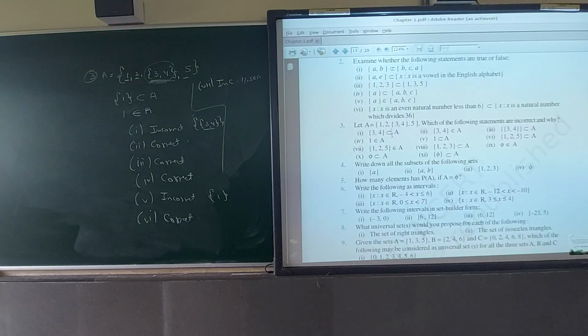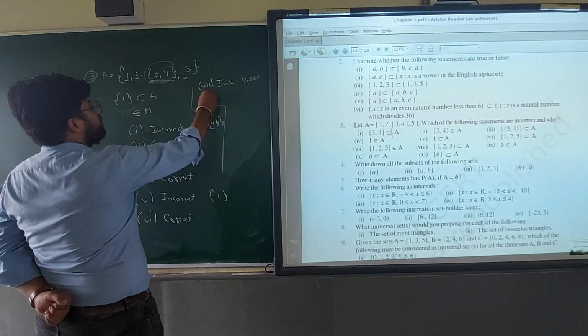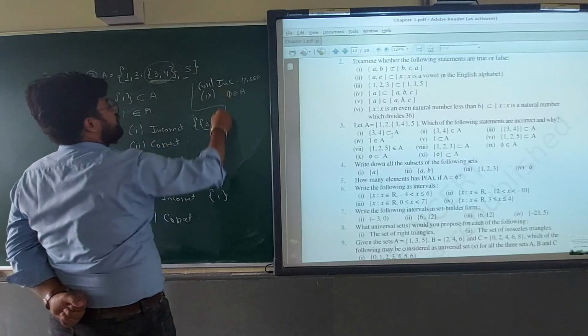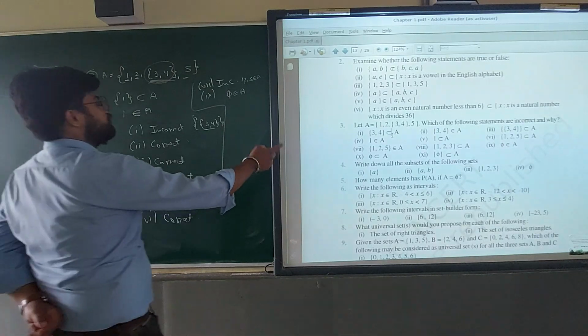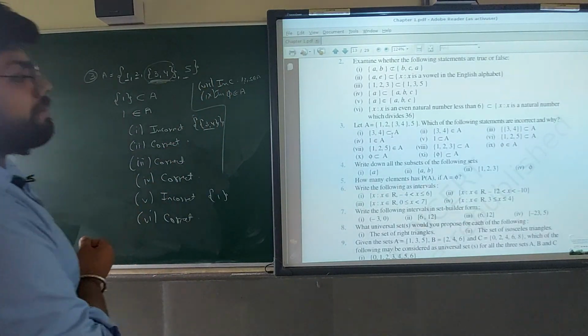So here 9th option is wrong. If you know that 9th one will be wrong, 10th one will be right. We can't write 5 belongs to A. Here we have to write it in the bracket, 5 also we have to write in that bracket, or you can write 5 is subset of A. 10th one is the right. This one is incorrect. 10th one is the correct, and then 11th one.